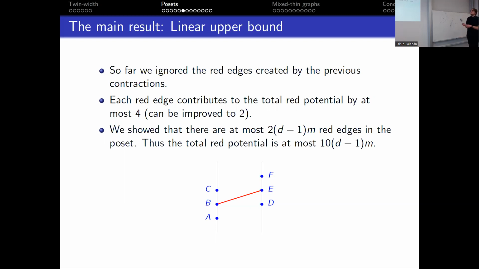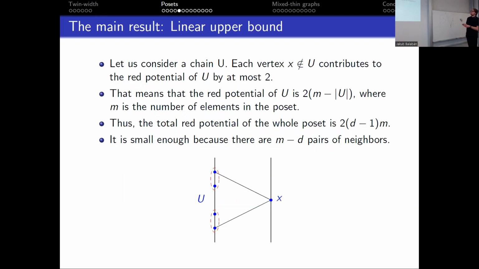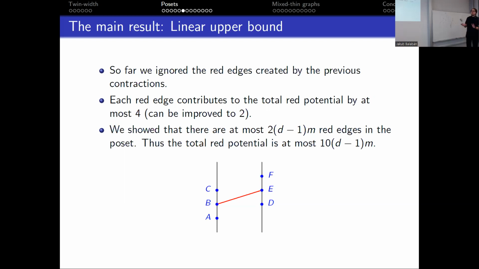So if we multiply this by 4, this 10 is 4 times 2 plus the 2 from the previous slide. So far we have red potential 10. I'm skipping some details, but I hope you believe that using this we can somehow compute the total red potential. But there is still some catch which I didn't mention.